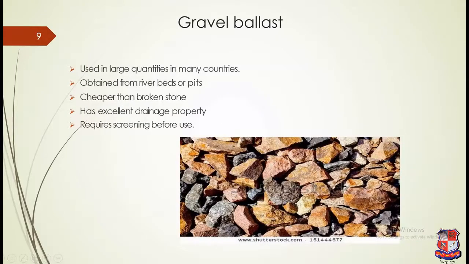Gravel ballast. Gravel ballast comes next in rank for its suitability for use as ballast, and it is used in large quantity in many countries. Gravel is obtained either from river beds or from gravel pits. The smooth pebbles are broken, otherwise they are liable to displace the sleeper due to the smoothness of their particles. Gravel ballasts are cheaper than broken stone. It has excellent drainage properties and it requires screening before it is used for railway construction.